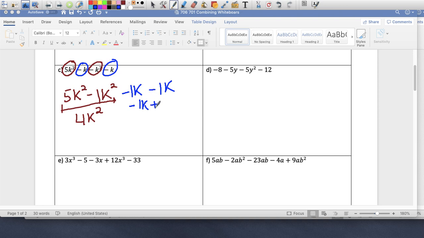keep, change that, and then change that to its additive inverse, which is -1k. And this becomes -1 and -1. They're friends, right? So it becomes -2k. So final answer, let me just make it prettier. 4k squared minus 2k.